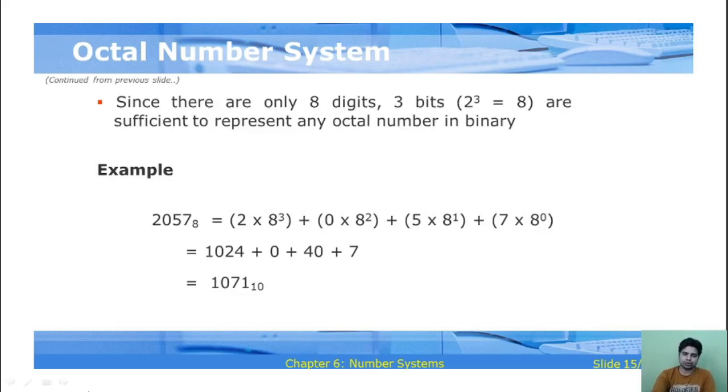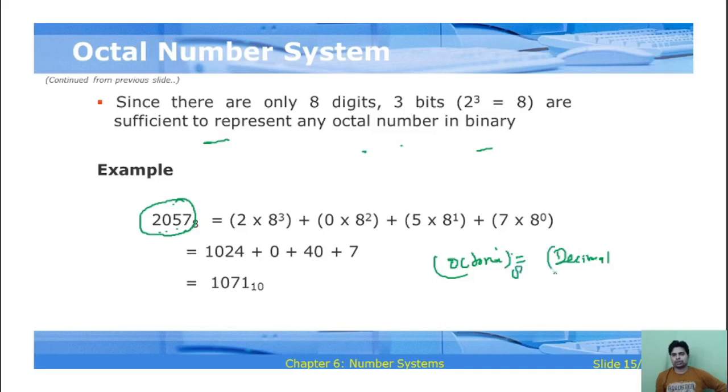So this is the octal number system, and we can learn with the help of an example. Since there are 8 digits, 3 bits, that is 2 to the power 3 equals 8, are sufficient to represent any octal number. So this is octal, 2057 in base 8, and we want to convert it into decimal. So how will we convert from octal to decimal? You are all aware the base of octal is 8 and the base of decimal is 10.